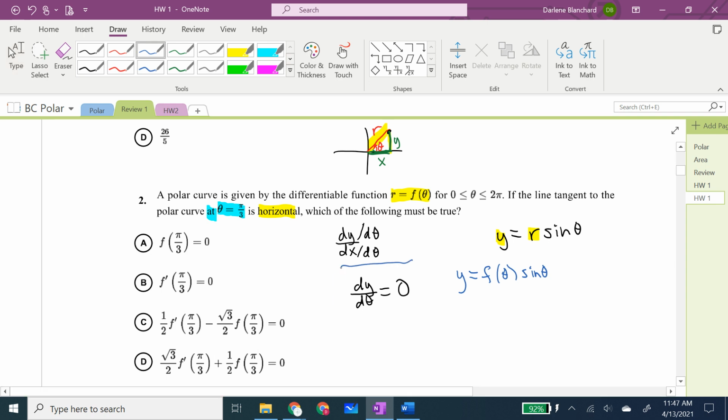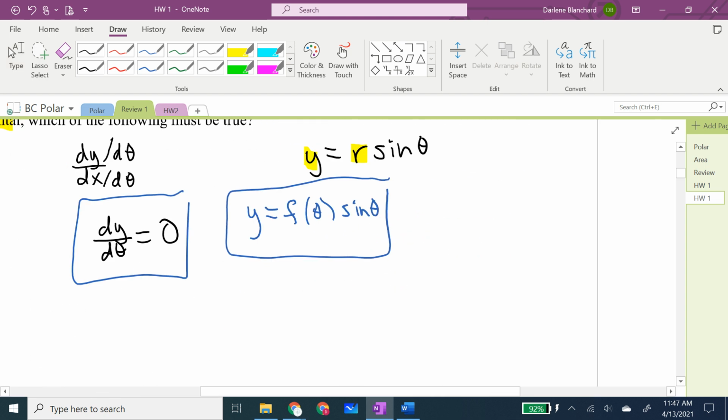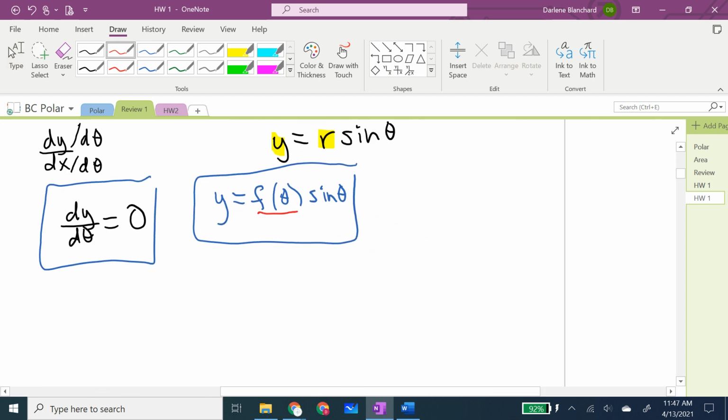We are focused on this. dy d theta is equal to 0. What do I have? I have this. Looking at the possible answers, I see, oh, it looks like I need to just go into product rule, even though I don't know f of theta. So I've got my first function. Let me zoom in. I have my first function, and I have my second function. And product rule, here we go.